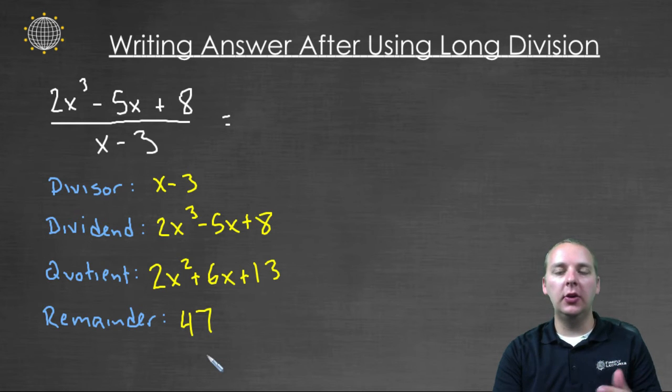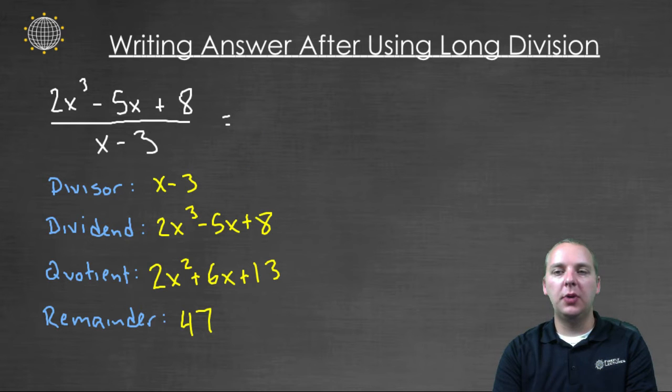And so that's all well and good that we know all those things, but that still doesn't help us with, like, what do we do? How do we use those things to write an answer? The question still remains, what is 2x cubed minus 5x plus 8 divided by x minus 3? Obviously, it has something to do with all these things, but we're not really sure what. Well, before we give this answer, we're going to come back and answer that.